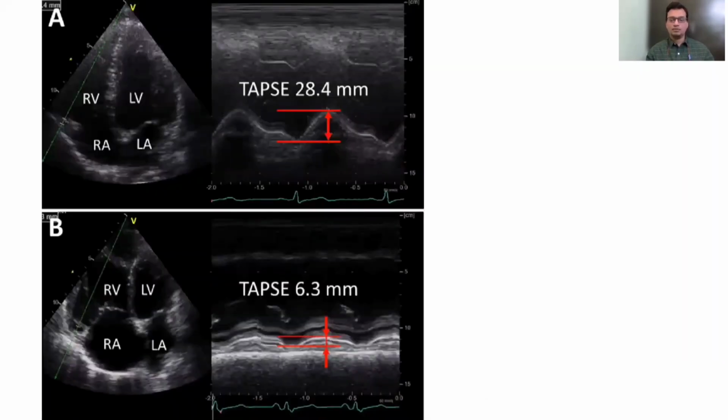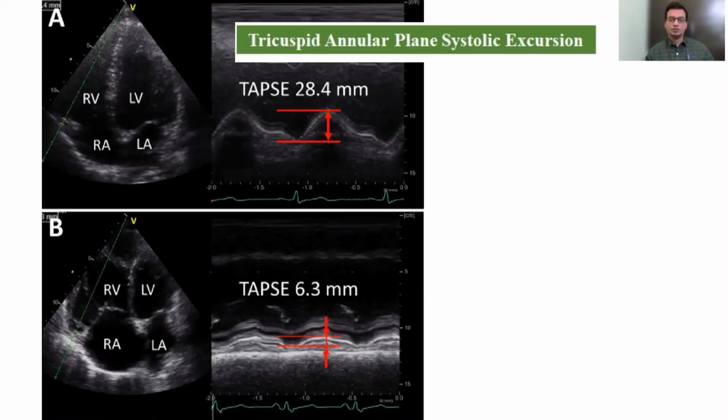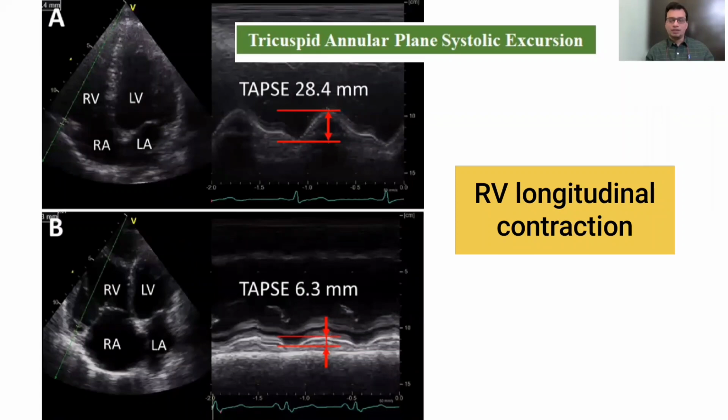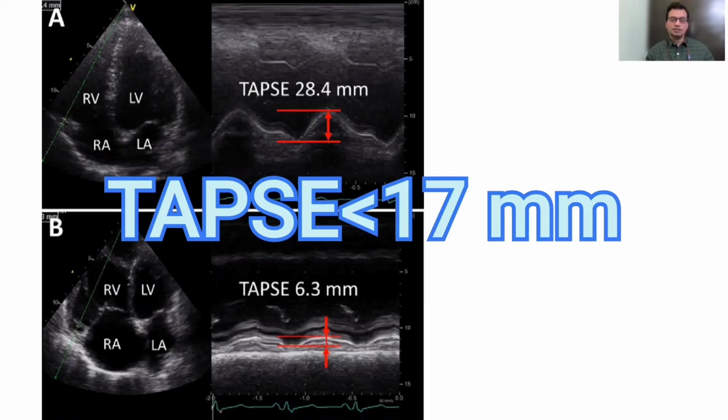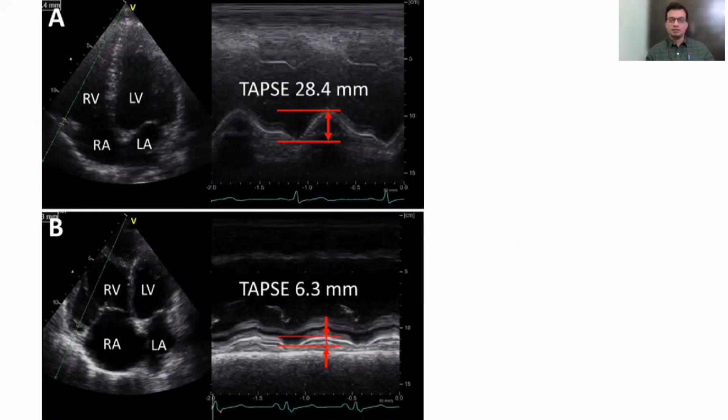Tricuspid annular plane systolic excursion, known as TAPSE, refers to the displacement of the tricuspid valvular plane in the Z direction, reflecting right ventricular longitudinal contraction or apex to base shortening. Now, the TAPSE values are very important, which are taken in the M mode. TAPSE less than 17 millimeter indicates that right ventricular systolic dysfunction is present.